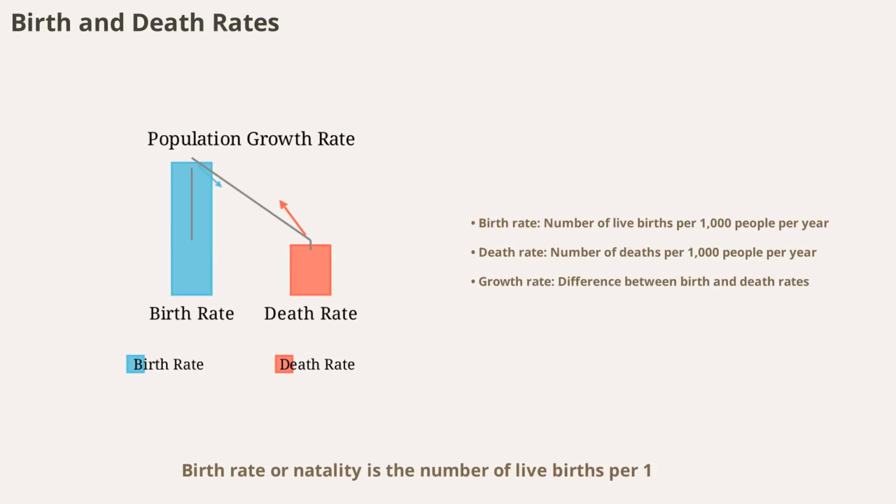Birth rate or natality is the number of live births per 1,000 people per year. Death rate or mortality is the number of deaths per 1,000 people per year. The difference between these rates determines the growth rate of a population. When birth rates are much higher than death rates, populations grow rapidly, as seen in many developing countries.